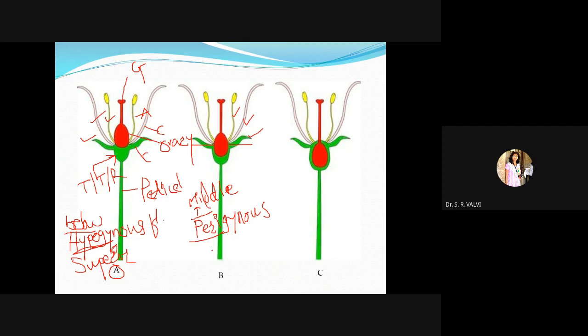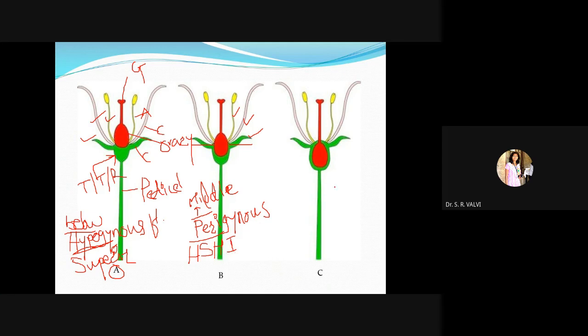And in this case, the ovary is half superior. I will write only H, half superior and half inferior. This condition is there in case of ovary. Half superior and half inferior.